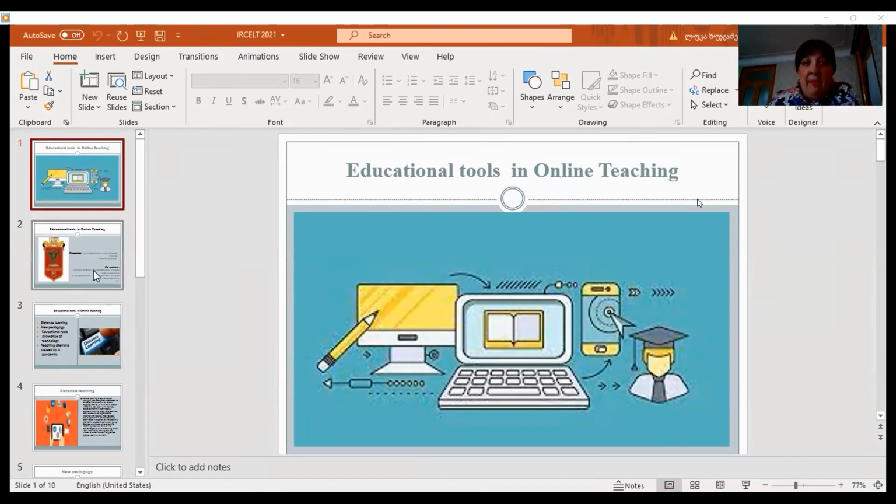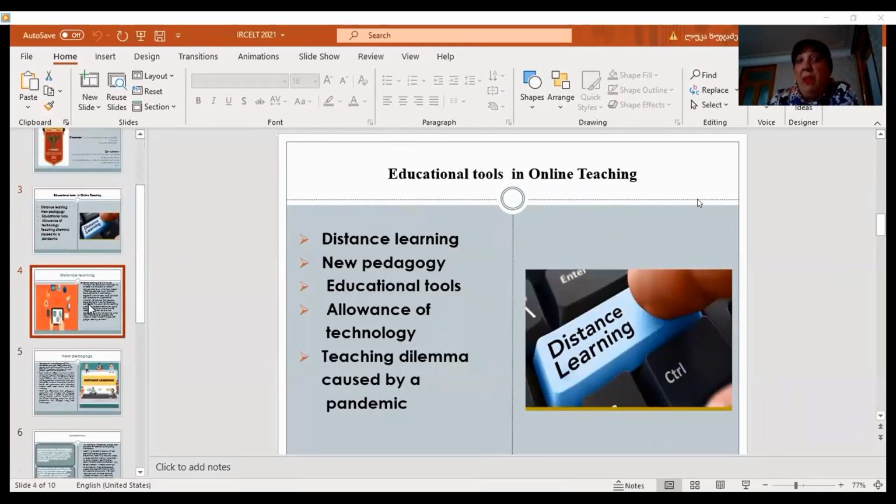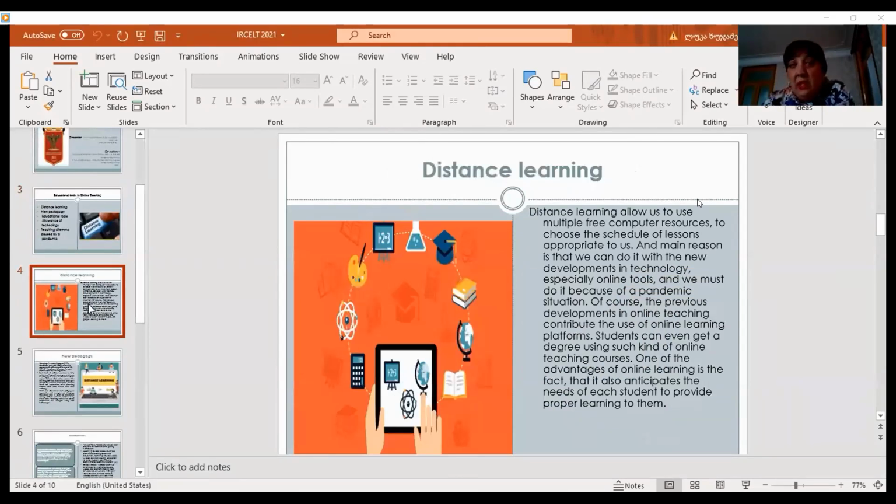Now, I will briefly review the main issues from my presentation. These are distance learning, new pedagogy, educational tools, allowance of technology, and the teaching dilemma caused by the pandemic. What about distance learning? Distance learning allows us to use multiple free computer resources to choose the schedule of lessons appropriate to us. The main reason is that we can do it with the new developments in technology, especially online tools, and we must do it because of the pandemic situation.